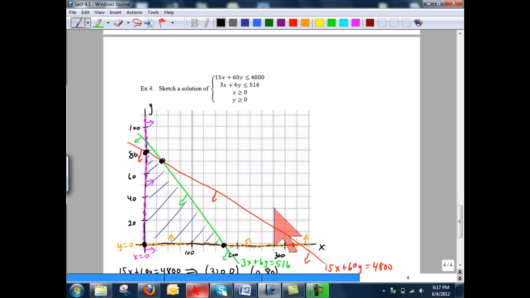I'd like to know the coordinates of those corner points. Actually, I already know 3 of them. Here's the origin. That's clearly 0, 0. Out here, we already found the x-intercept of the green line. It was 172, and then the y-coordinate of that point, of course, is 0. The third point is here on the y-axis. We found that the y-intercept of the red line is the point 80, so this is the point 0, 80.